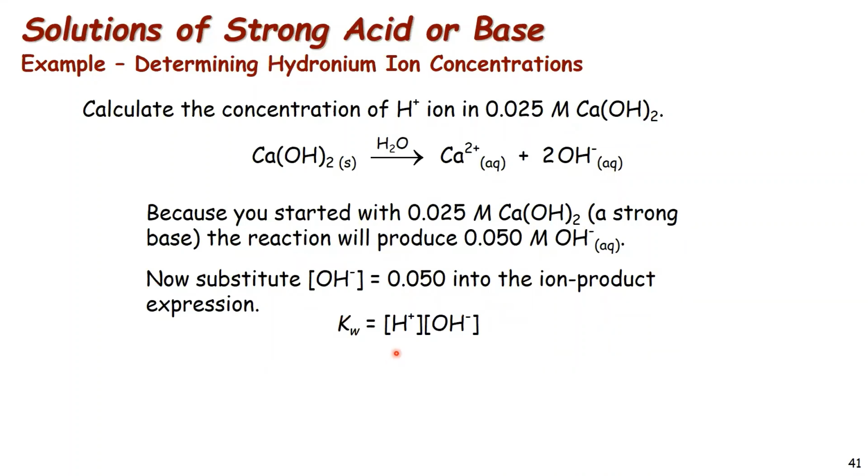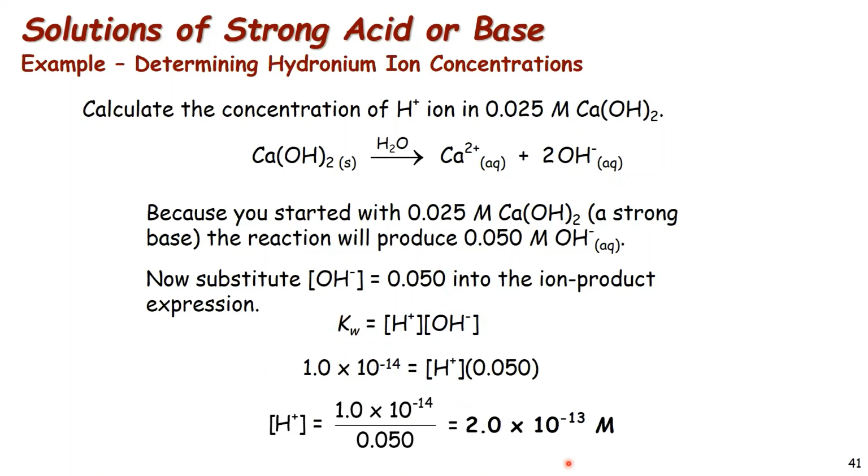Okay, again, we would simply put that into the expression for the self-ionization of water. So this 0.05 goes here. This is 10 to the negative 14. Rearrange, solve for the hydrogen ion. So it is going to be 2.0 times 10 to the negative 13 molar, this time in hydrogen ion. So there's very little hydrogen ion in basic solutions, and there's very little hydroxide ion in acidic solutions.